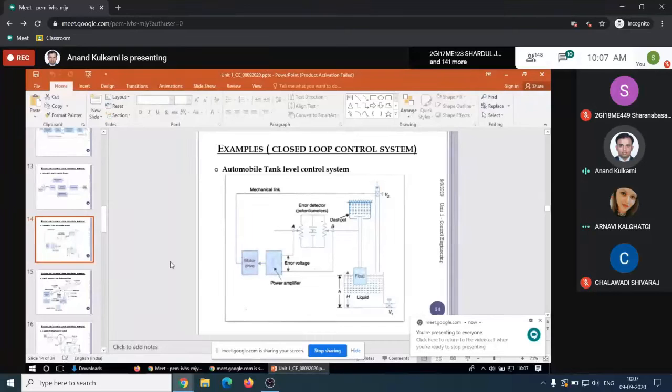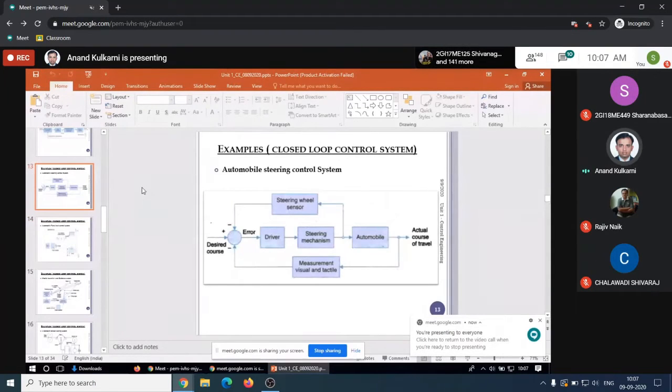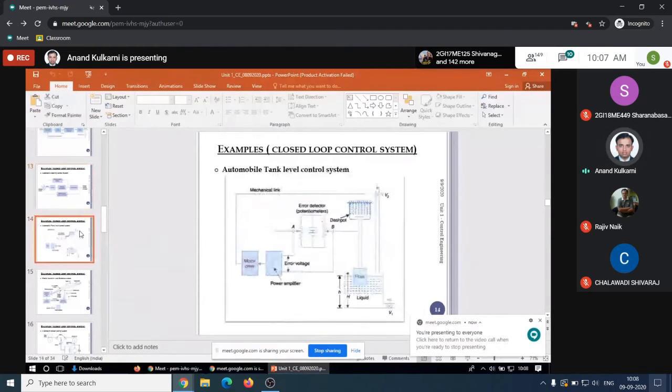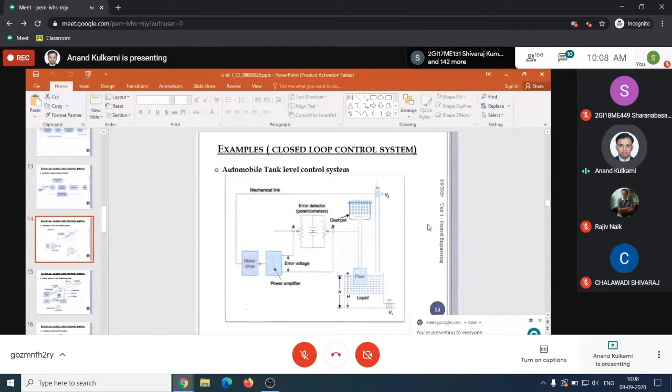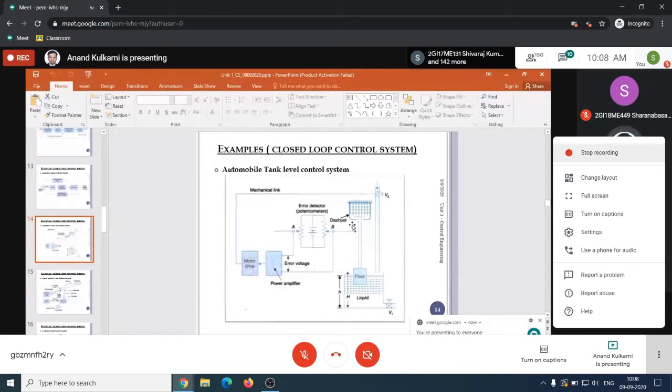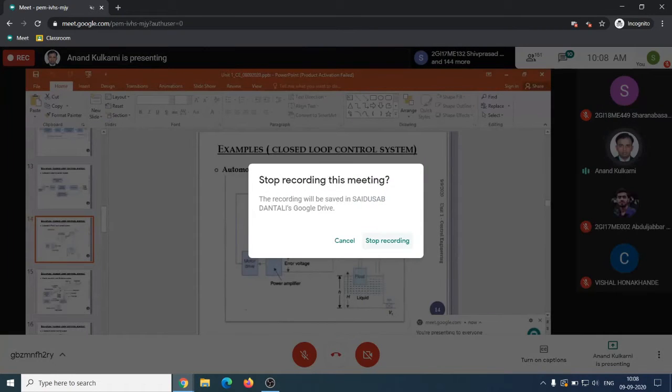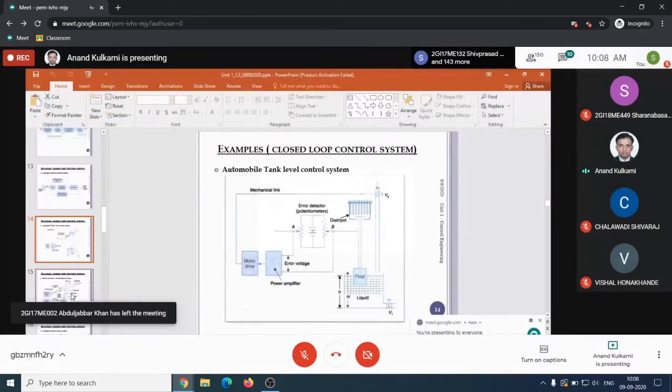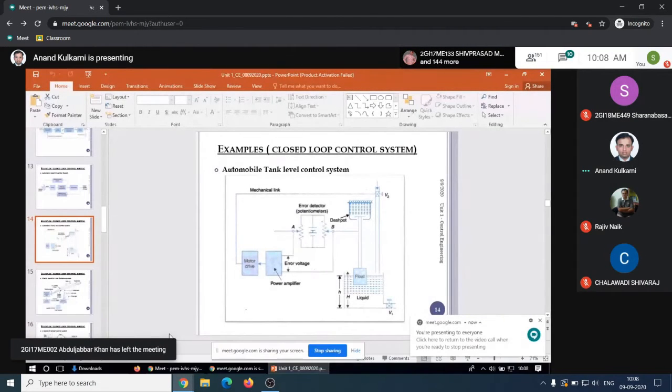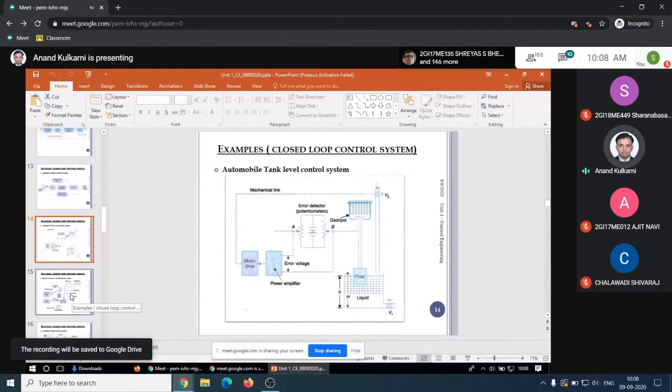In the previous class, we were discussing some of the control systems. So this is a basic closed loop control system. Then this is a water level controller, which we have seen in the previous class, where you can adjust the level of the water as per your requirement. Then this is a closed loop control system.